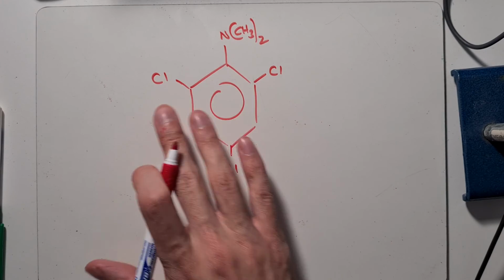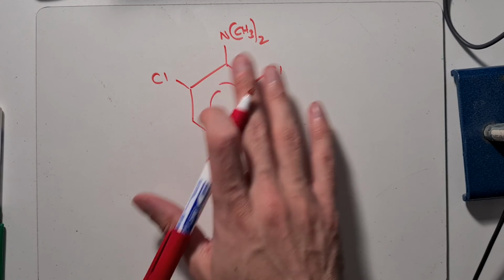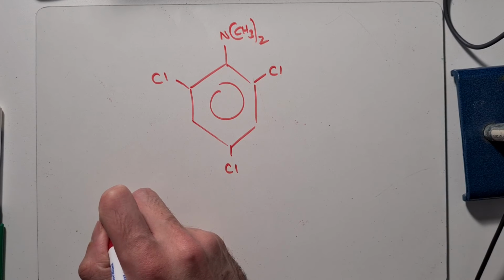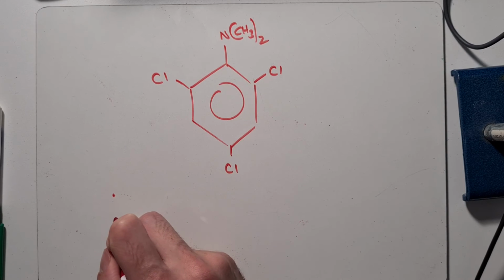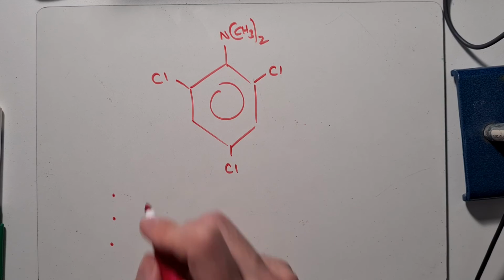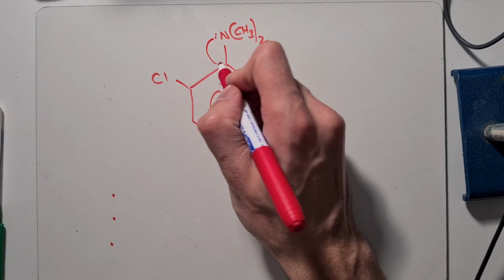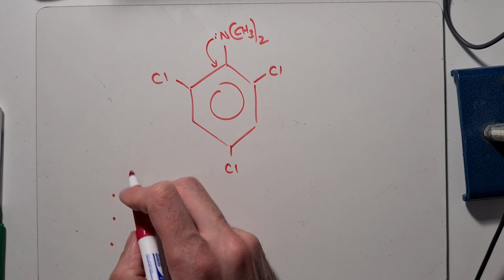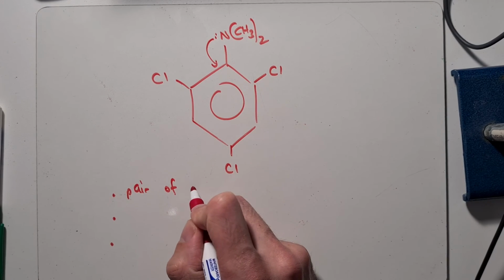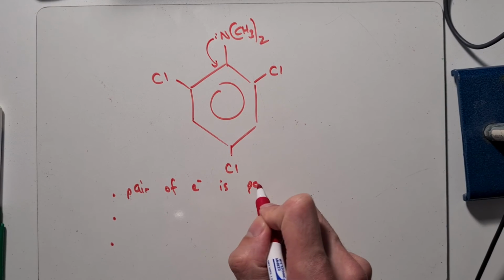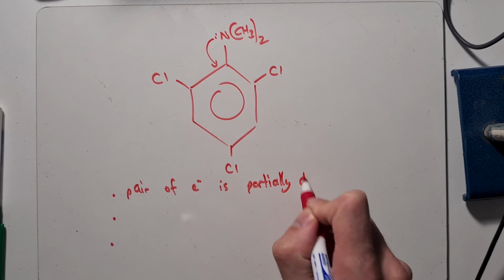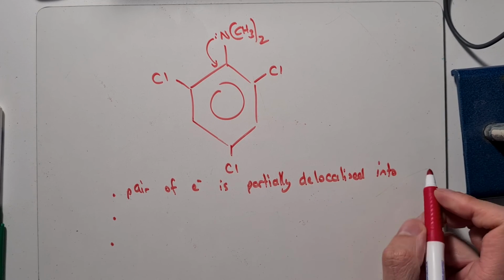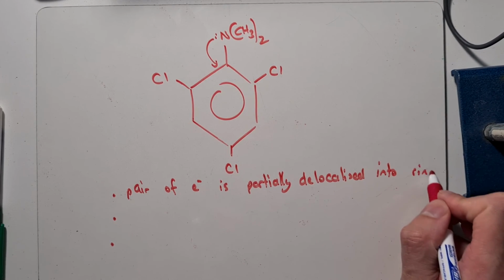Why does chlorine react much more readily with this than it would with benzene? We've got 3 points to make here. The first is that pair of electrons on the nitrogen we've got here, that's donated into the delocalized ring. So pair of electrons is, I'm going to use the term partially delocalized into the pi ring, or just the ring.